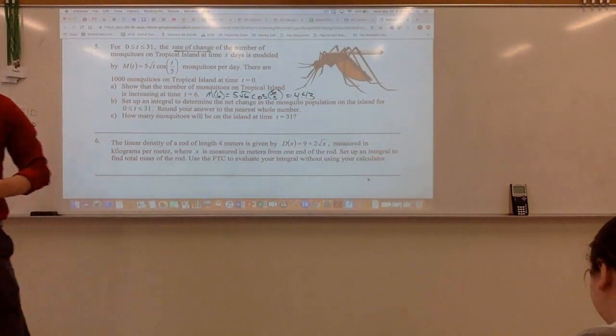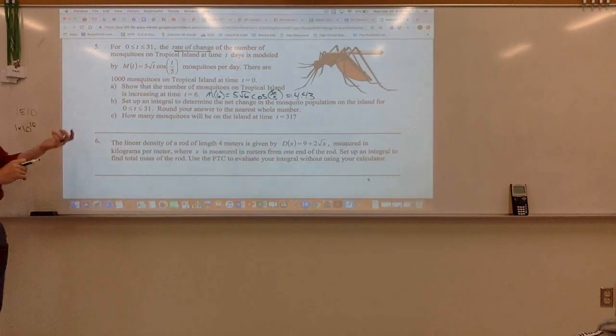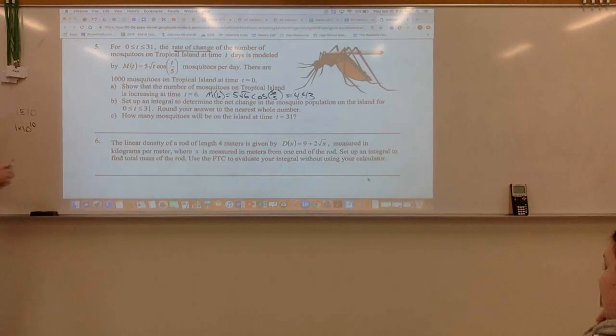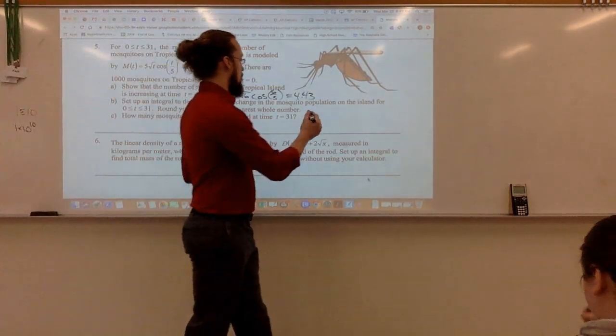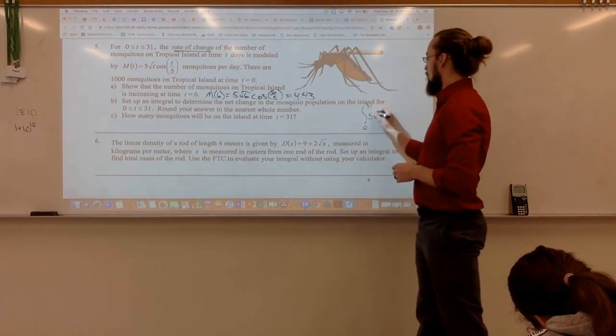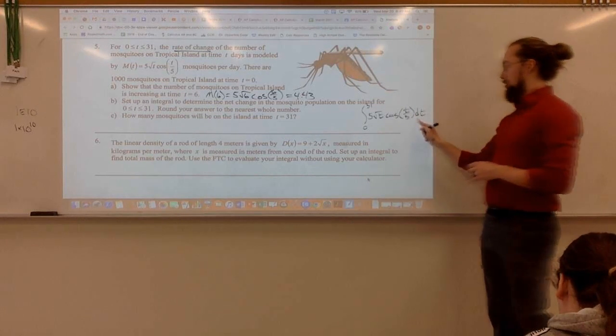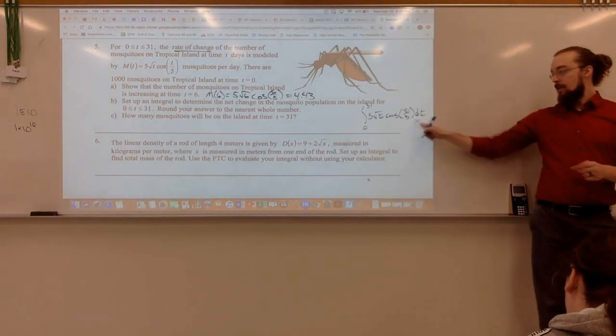Alright, then B: set up an integral to determine the net change in the mosquito population on the island for t between 0 and 31. How would I do this? It's not the 1 over 31 minus 0, because it's not asking for the average. That's when we're asked for the average value. We're just going to set up our integral from 0 to 31 of my rate function, 5 times the square root of t times the cosine of t over 5 dt. Make sure when you're setting up your integral you have dt in there.